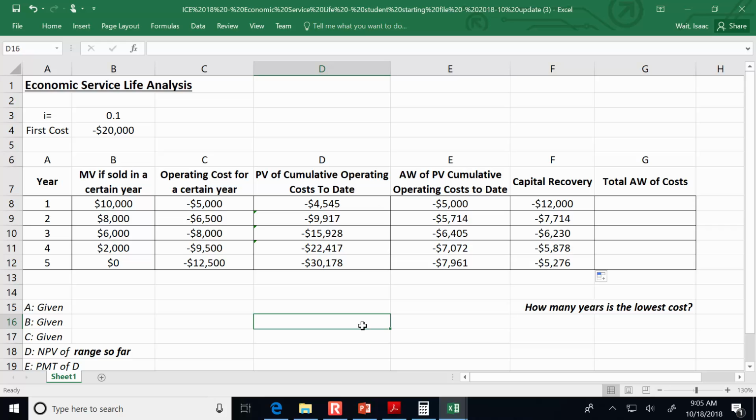Anybody have the textbook today? Can you find the 10% interest rate table?